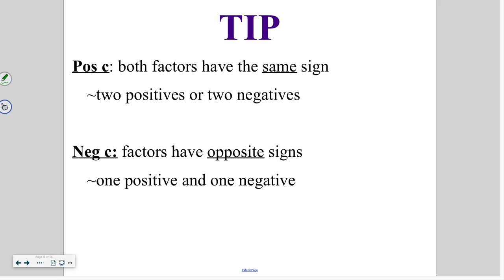Couple tips here. If that C value is positive, so that last number is positive, both of the factors have the same sign. Either both factors are going to be positive or both are going to be negative. Example 1 was both positive, and example 2 was both of them negative. If they have a negative C value, we've got the factors having opposite signs. So one of them's positive, one of them negative. This was example 3 and 4. So those just show you a quick shortcut to help you figure out if it is positive or negative for those factors.